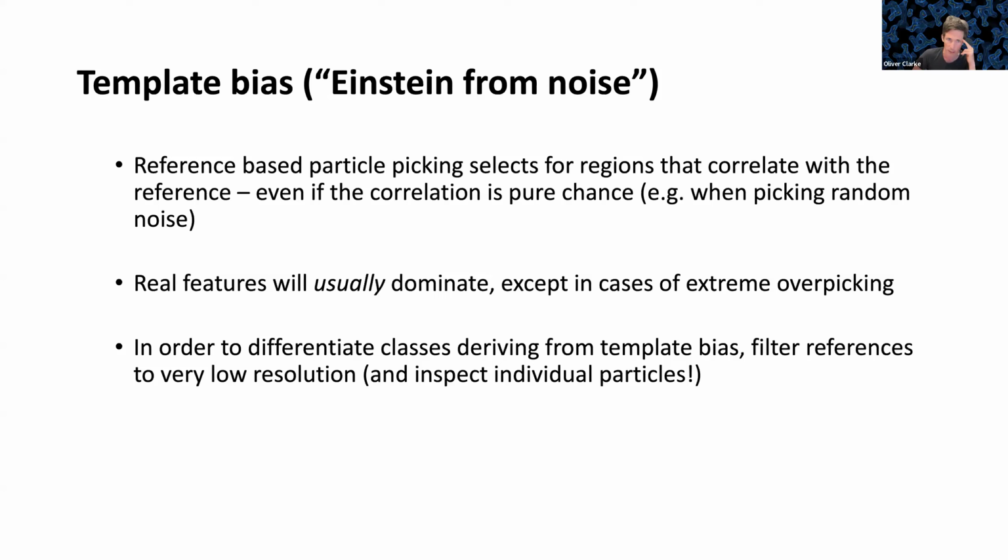And the reason for that last point is the issue of template bias, or as it's often called, the Einstein from noise effect. What you're doing when you're template picking is basically translating a set of references, rotated or otherwise, across the micrograph, and looking for the regions that correlate best with the reference. But that means that if you do this on a pure noise micrograph, there will by accident be certain regions that just happen to correlate better with that reference. And so if you average those together, you're going to end up with a ghost of the template, even if there was nothing there to begin with.